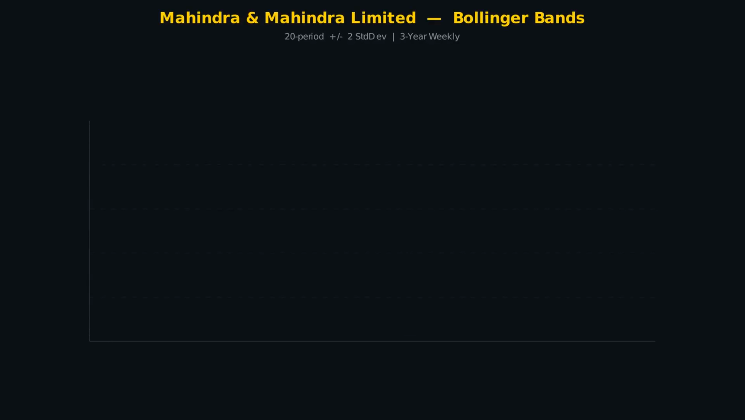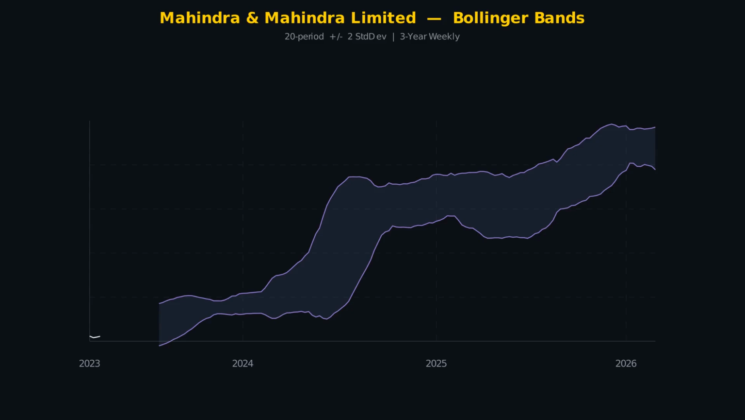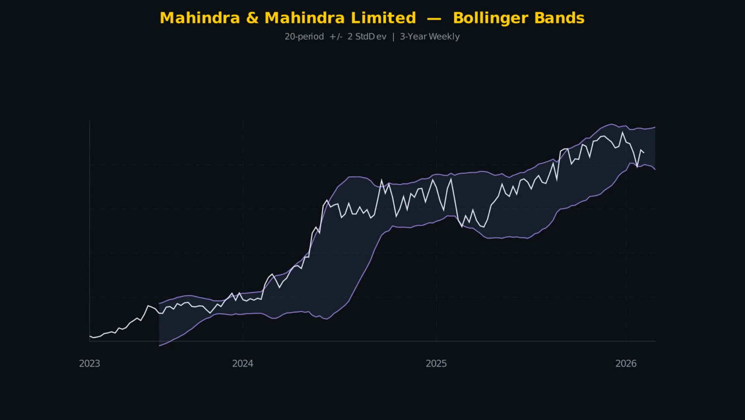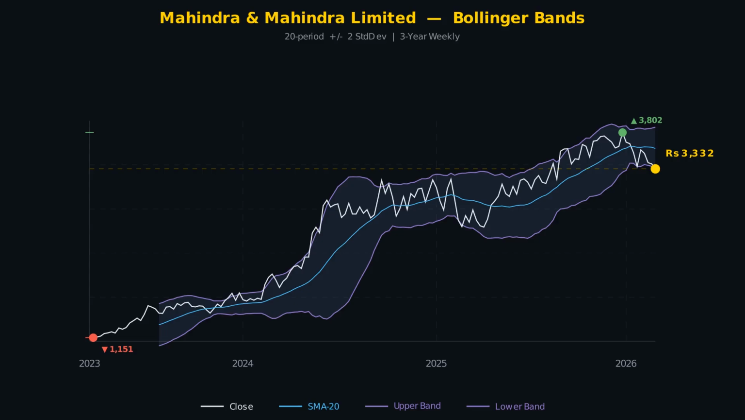Here is the Bollinger Band chart for Mahindra and Mahindra Limited. The shaded region breathes in and out with volatility. Currently, the bands show wide volatility at 20.6%. The price is inside the bands, consolidating. Notice how the price repeatedly bounces between upper and lower bands over this 3-year period. Each touch of a band is a signal.